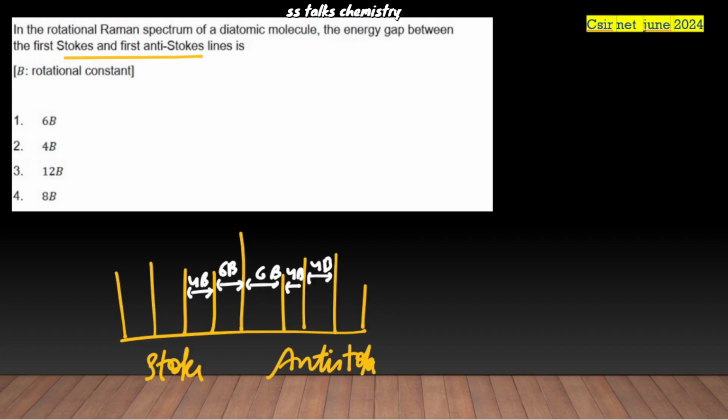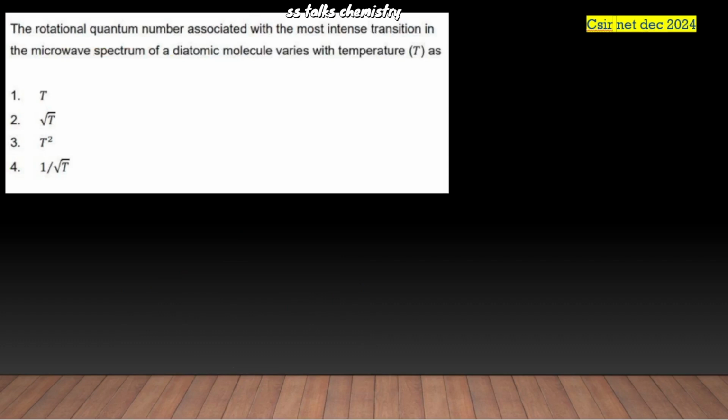Now the gap between the first Stokes line and the first anti-Stokes line is being asked. So in total we can see 6B and 6B, so it becomes 12B. So between the first Stokes and anti-Stokes, the gap is 12B. The third option will be the right answer. Okay, next question now.